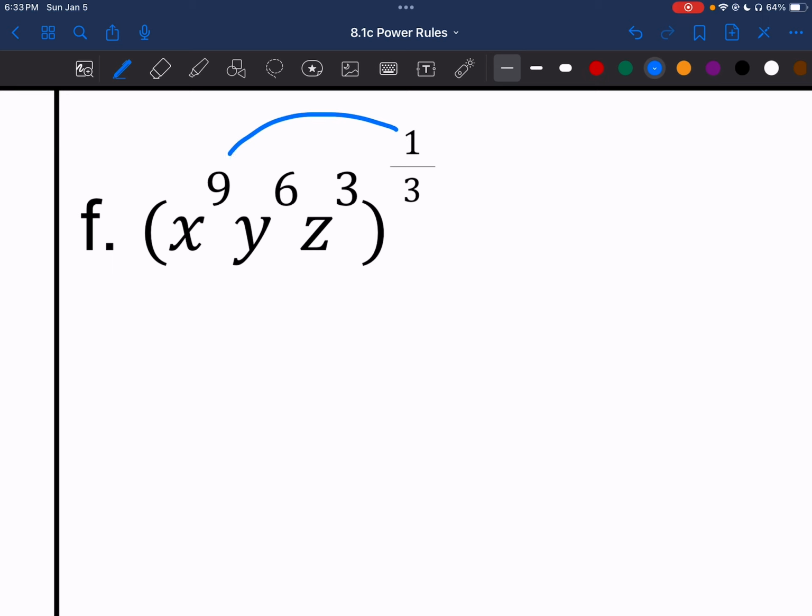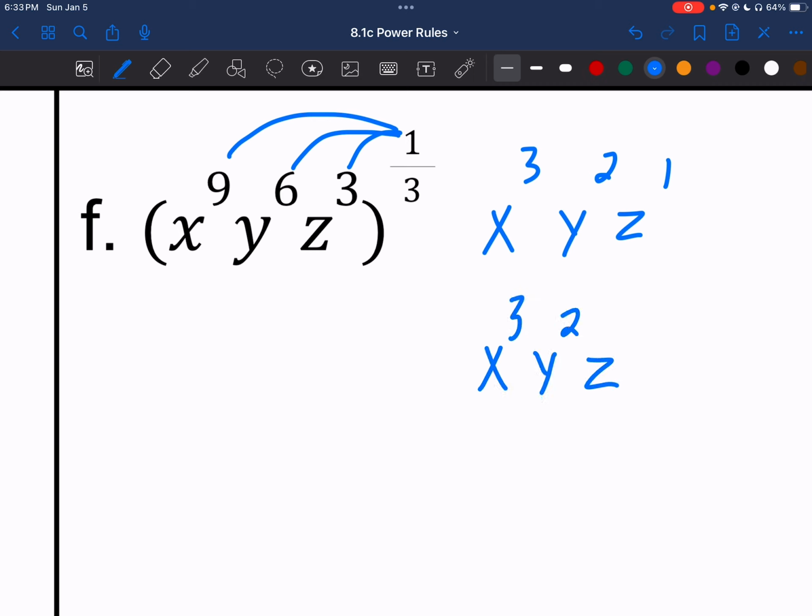So we distribute to all 3 of our variable terms on the inside, and we get x, 9 times 1/3, or 9 divided by 3 is 3. y, 6 times 1/3, or 6 divided by 3 is 2. z, 3 times 1 divided by 3 is going to give us 1. Or if you just wrote it as x to the third, y squared, z, without putting the 1 as the exponent, that is also correct.